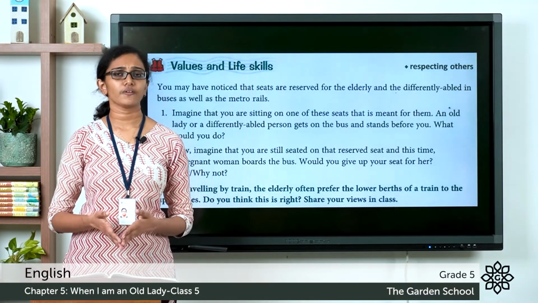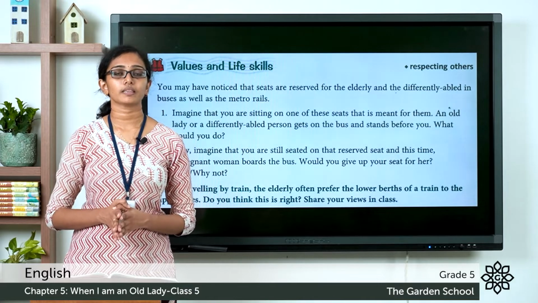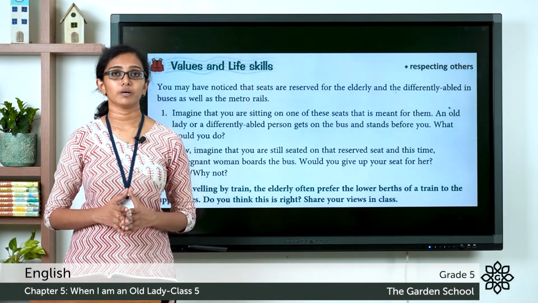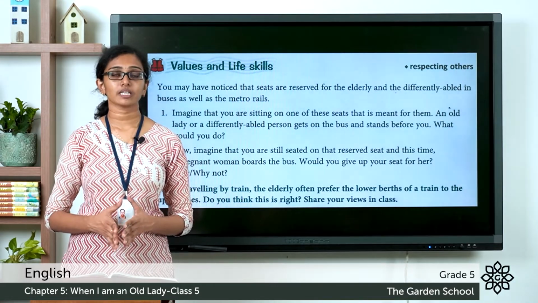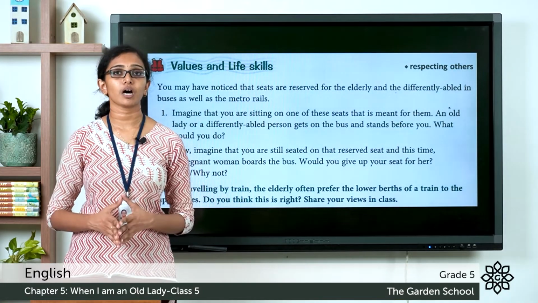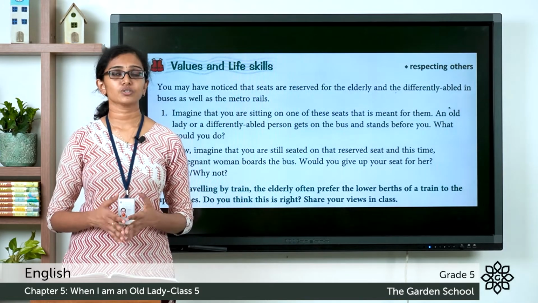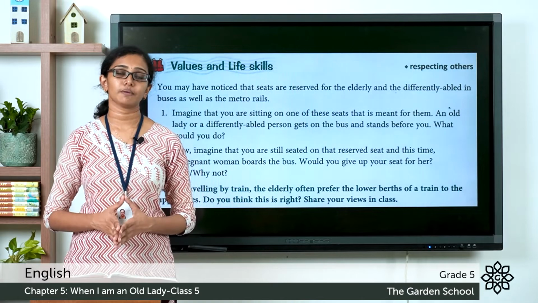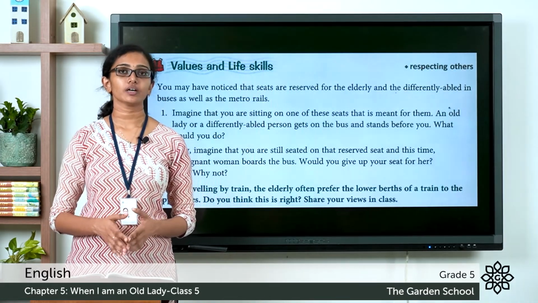Do you think this is fair? Or would you just insist that you need the lower berth? It will be very difficult for elderly people to climb up an upper berth. And at night, they may have to wake up many times and they may have to use the toilet. It would be very difficult for them to climb up and down if they're using the upper berth. So I would say it's fair to give up your lower berth seat in a train to the elderly people. This is my view. You can share your views by writing it in your notebook.